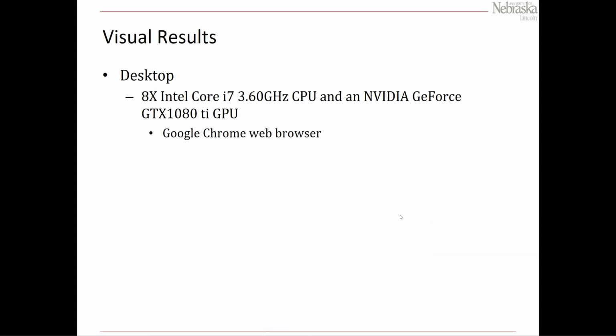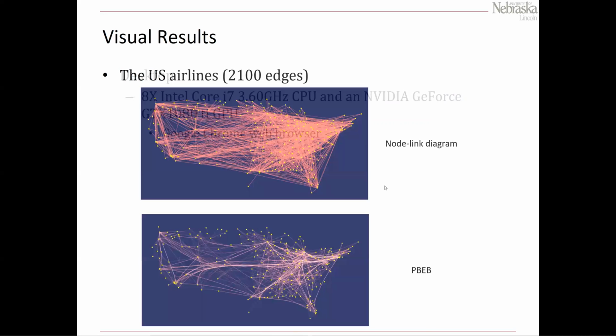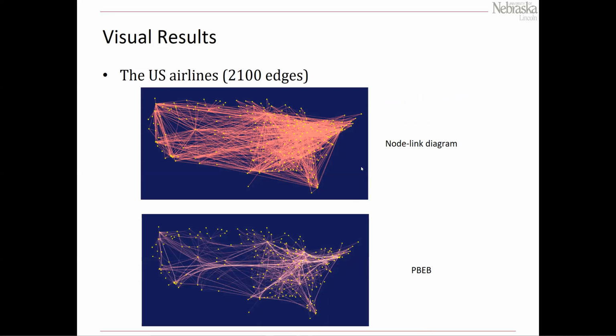And here we can see the visual result of the new algorithm. We tested our algorithm on a desktop with an Intel Core i7 CPU and an NVIDIA GeForce GTX 1080 GPU, and we display the algorithm using the Chrome web browser. Here's the result of the US airline dataset, and the top one shows the node-link diagram. Certainly we can see severe visual clutter, and using our algorithm, we can clearly see the structure of the graph.